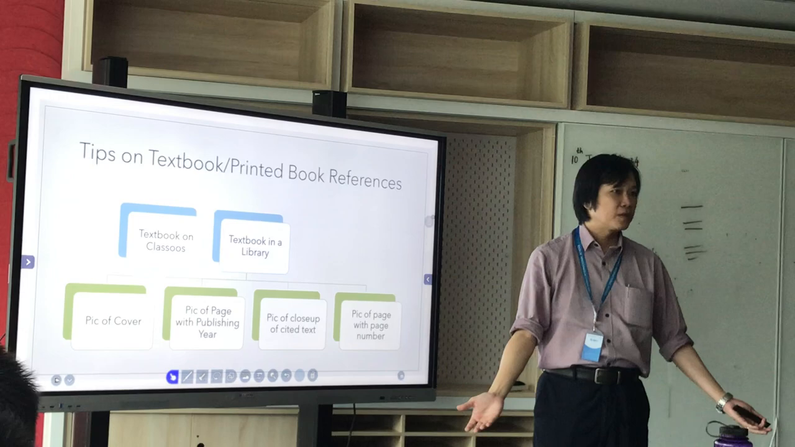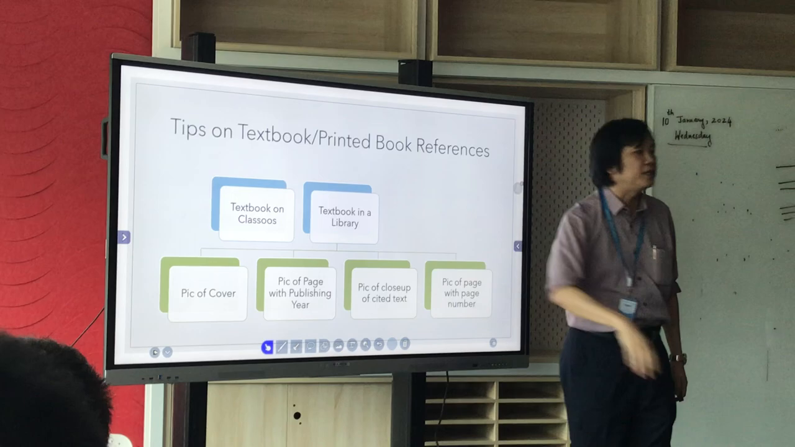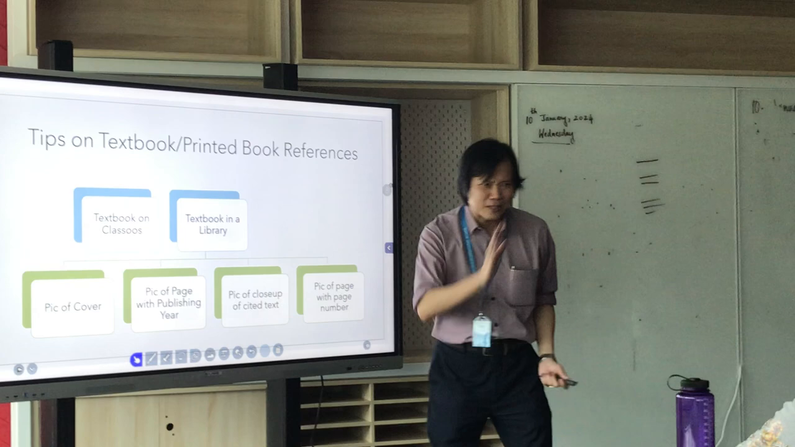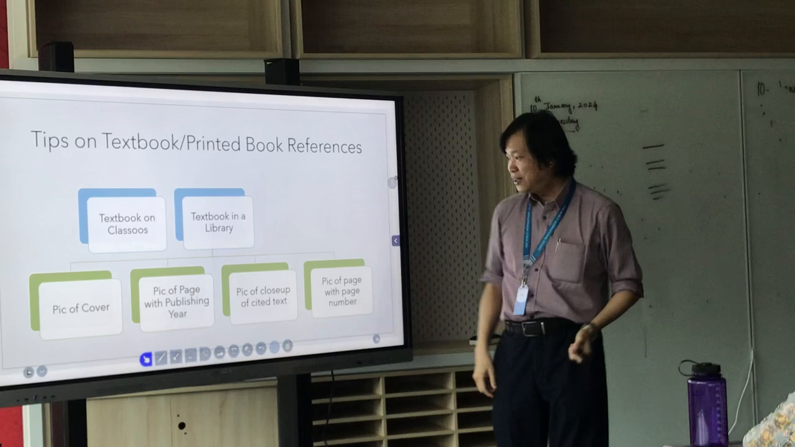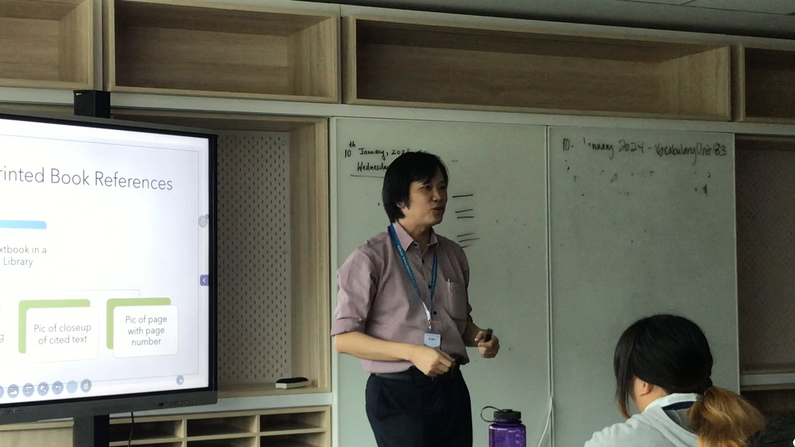Now, what happens if you need a textbook in the library? That means you go to the library to look for a book. This is what you can do. I always tell my students, be smart. Take a picture of the cover that will give you the title and the author's name, right? Take a picture of the page with the publishing year. That's usually the first, the second, or third page. Then you can find the publishing year, right? Take a picture of the close-up of the text that you want to cite, so that you can type it over when you go home.